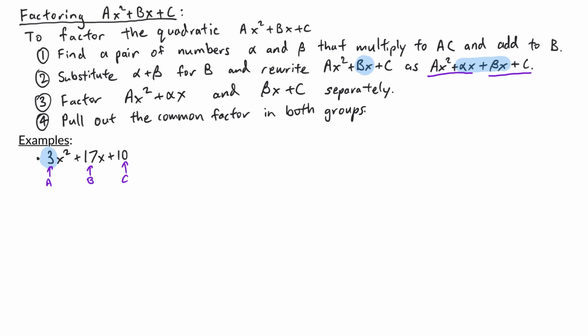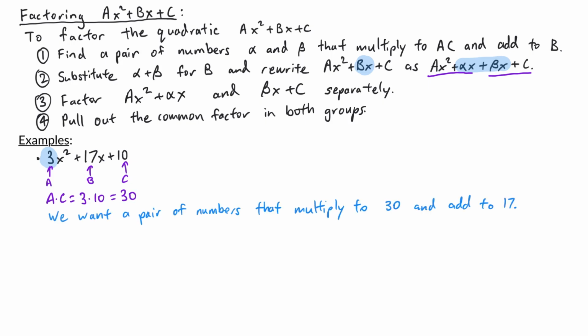In our first step, we want to find a pair of numbers, alpha and beta, that multiply to a times c and add up to b. In this case, a times c is 3 times 10, or 30. So we want to find a pair of numbers that multiply to 30 and add up to 17. Notice that 2 times 15 gives us 30, and 2 plus 15 gives us 17. So the pair of numbers that we want here are 2 and 15. That's going to be my alpha and beta. So we're done with step 1.